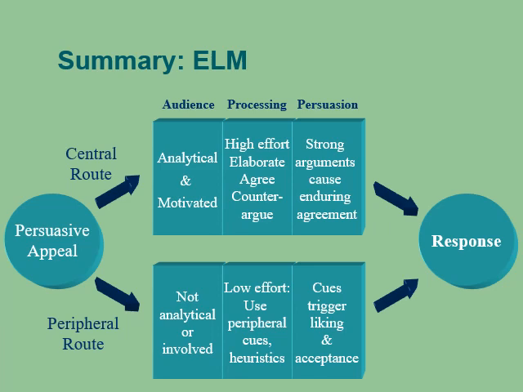Okay. So again, here's another diagram, showing that when able to, when you have an audience that's very analytical, motivated, they will elaborate, and they will only be convinced by strong arguments, right? Those who go the peripheral route, not very analytical, not processing everything, not interested, are more likely to use peripheral cues or heuristics, and that's what leads to them liking the persuasive message and the attitude object.